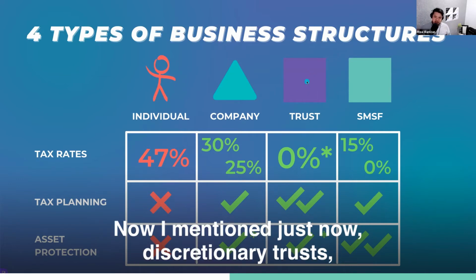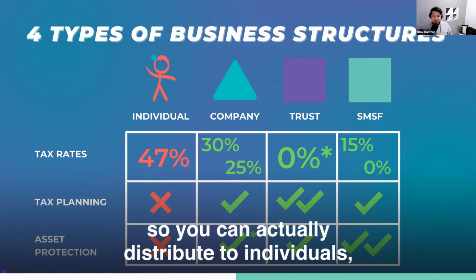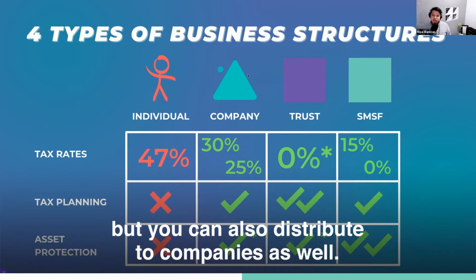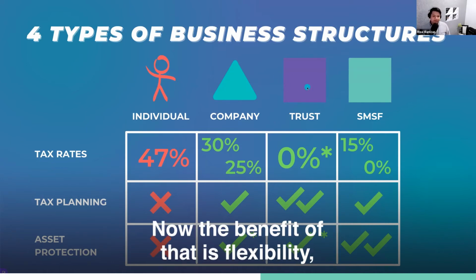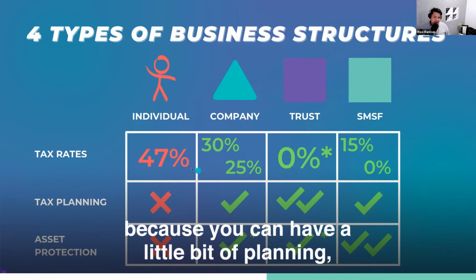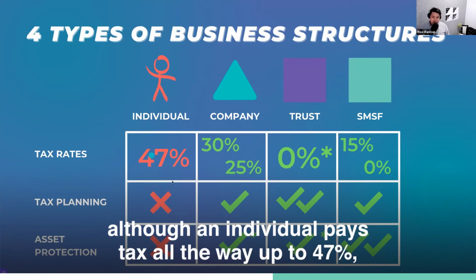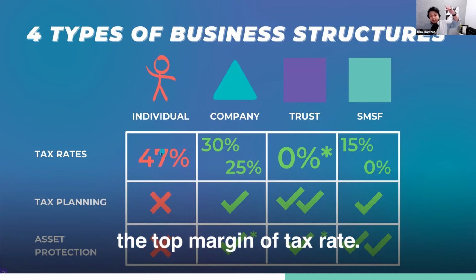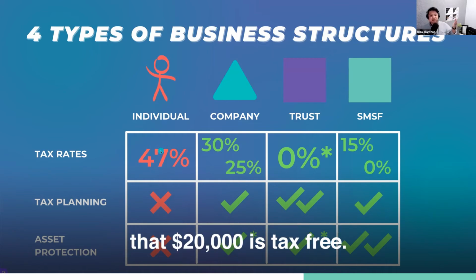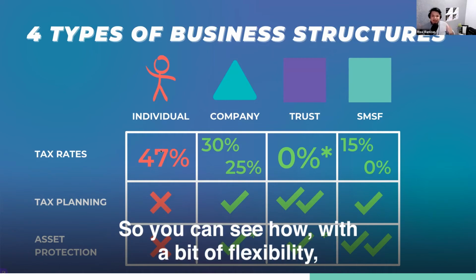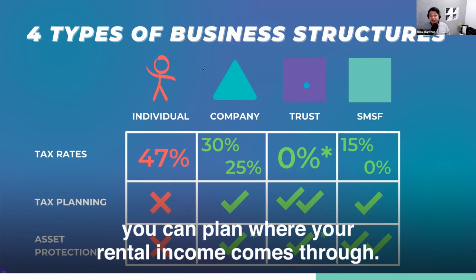Now, I mentioned just now, with a discretionary trust, you can distribute to your family. So you can distribute to individuals, but you can also distribute to companies as well. So as you make any profit or capital gain in the trust, you can distribute that out. Now, the benefit of that is flexibility, because you can have a little bit of planning, although an individual pays tax all the way up to 47%, sorry, at the top marginal tax rate. The first tax bracket is 0 to close to $20,000. That $20,000 is tax-free. So you can see how, with a bit of flexibility, you can plan where your rental income comes through.